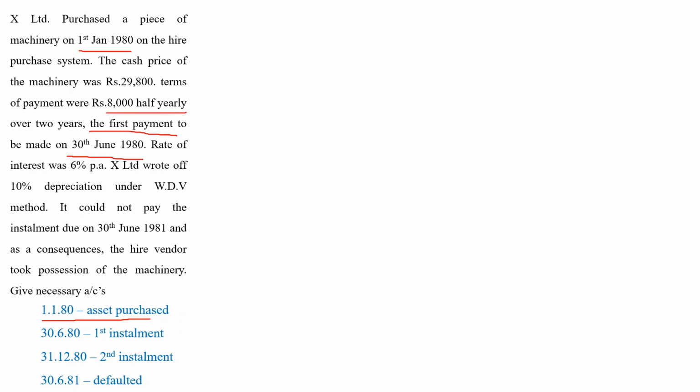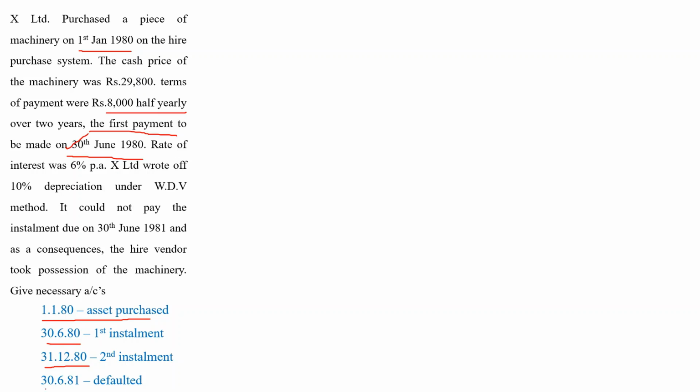In January we are purchasing the asset. We are making half yearly payment. So after January the next payment will become due on 30/6/1980 as it is given in the question. The first installment will become due on 30/6/1980. When will the second installment become due? After another 6 months. The second installment will become due on 31/12/1980.